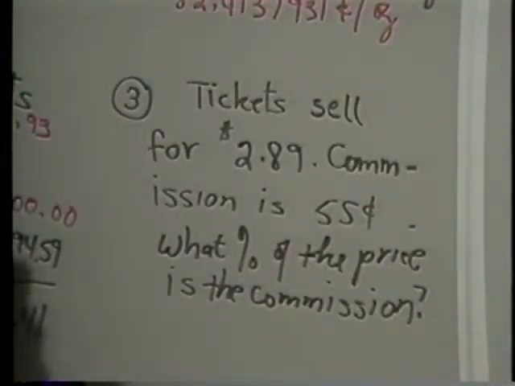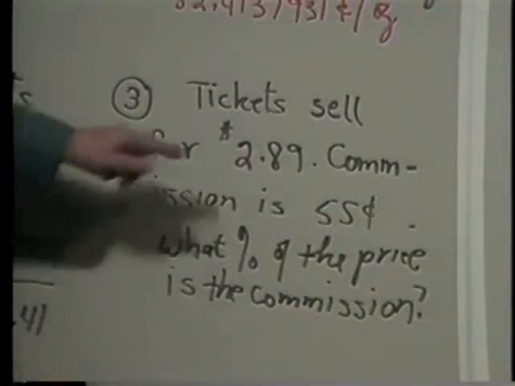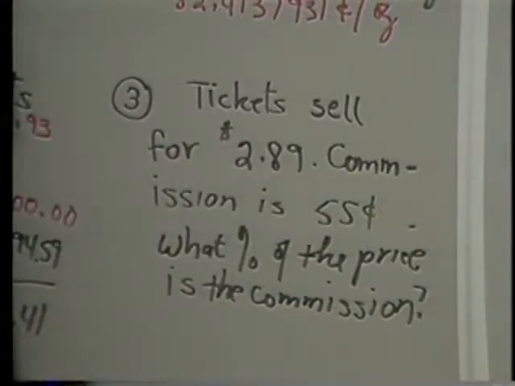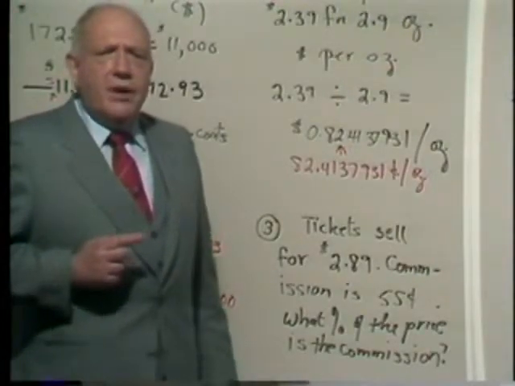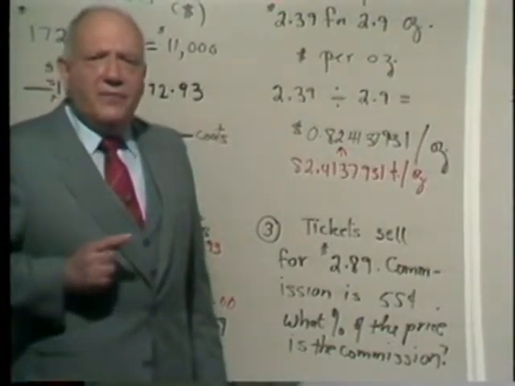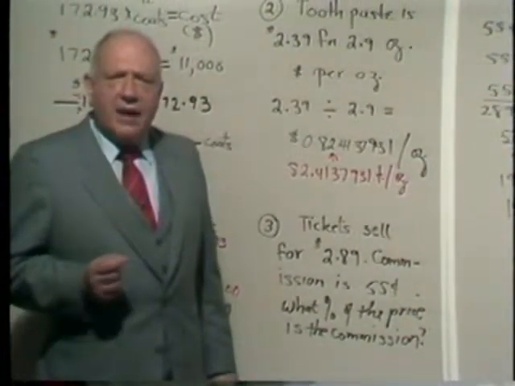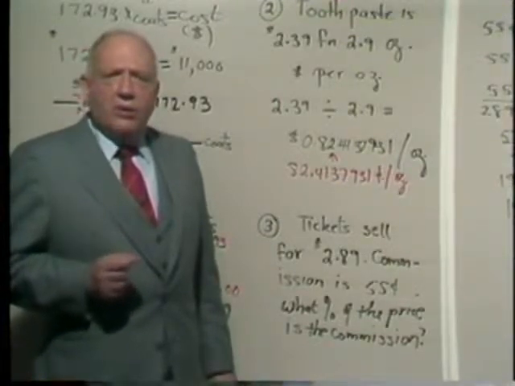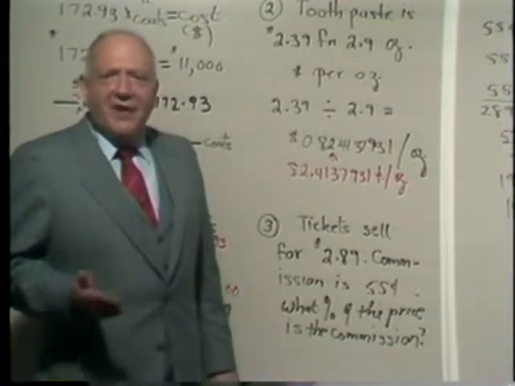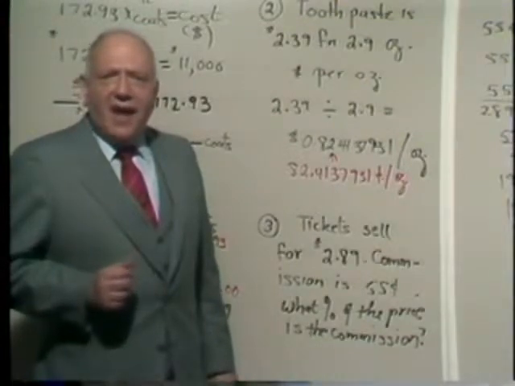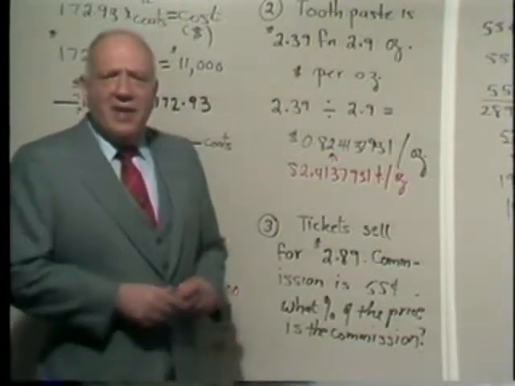Third problem says that students sell tickets for charity to raise money as a fundraiser. They sell the tickets for $2.89 each. Their commission is 55 cents. And the question is, based on the price of the ticket, what percent is this? This is an interesting question. If I tell you that I made 55 cents on a ticket, that doesn't tell you whether that was a good income or a bad income. If the ticket sold for 55 cents, then I've kept everything. That's a pretty good take. On the other hand, if the ticket was $55, 55 cents isn't much at all.